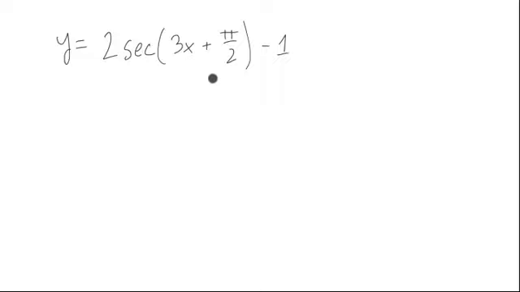Now cosine has a period of 2 pi. Now if we do transformations here, notice we'll be dividing by 3. So we do the same thing to the period. So that means that the new period is 2 pi thirds.